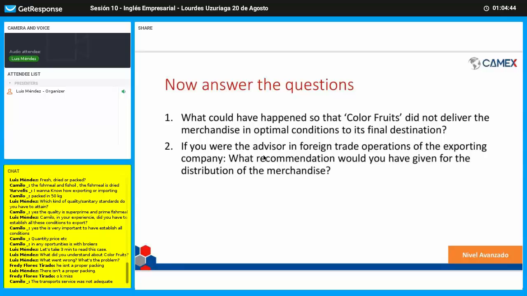What could have happened so that Color Fruits did not deliver merchandise in optimal conditions to its final destination? I believe Camilo and Freddy have the answer for this question. What could have happened so that Color Fruits did not deliver the merchandise in optimal conditions to its final destination? Do you understand the question?